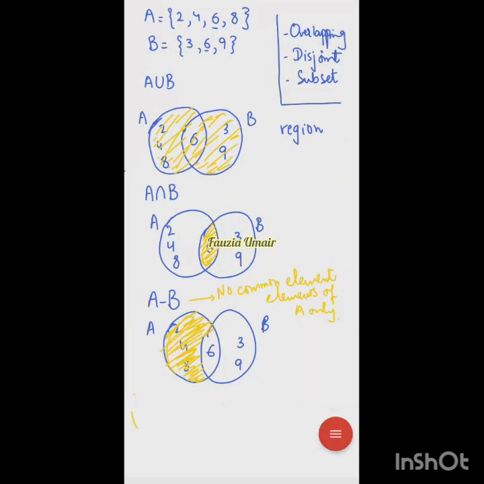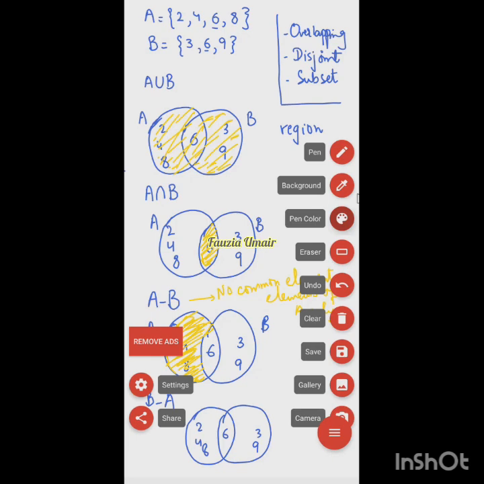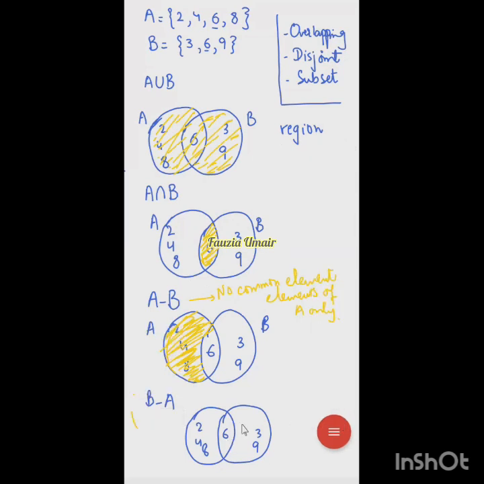So the next one is B minus A. For B minus A, there are 2 overlapping sets again. Now who will tell me, 2, 4, what was it? 8, 3, 9. So which region do we need to shade now? The B region, this time, right? In B minus A, the elements of set A cannot come, and the common elements are also gone. So this region will be shaded, this one.